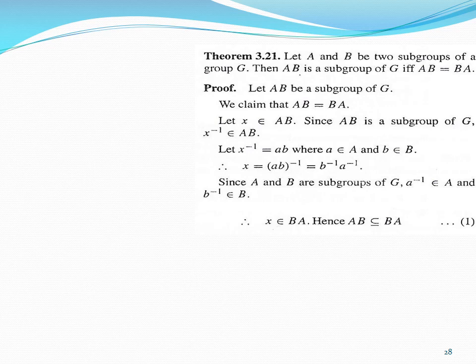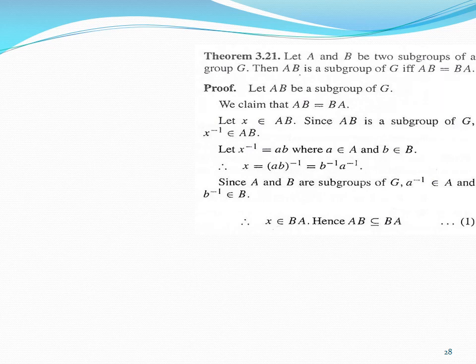Therefore, x equal to what? (ab) whole inverse, that is equal to b inverse a inverse. Since A and B are subgroups of G, a inverse belongs to A and b inverse belongs to B. Therefore, x belongs to BA. So we take x in AB, we arrive at x in BA. Hence, AB is contained in BA.